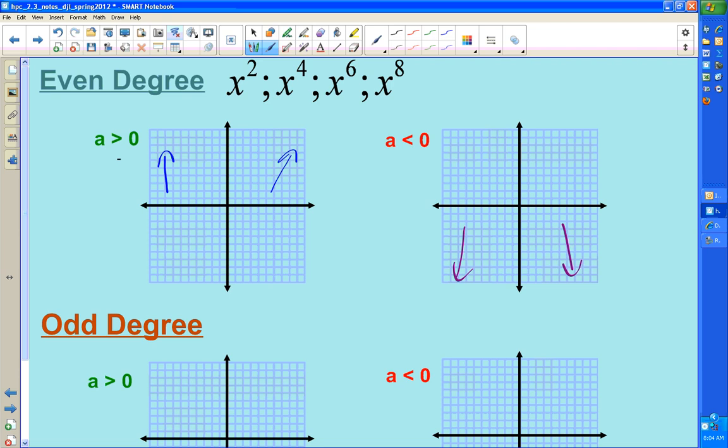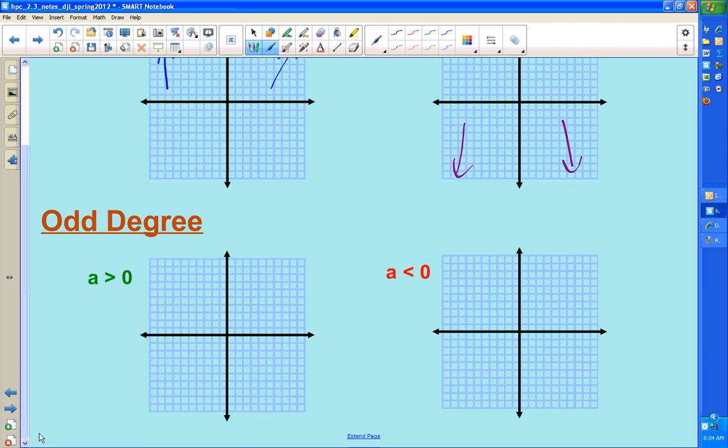We talked a little about this again yesterday. Odd degree, if a is positive, which way do you expect the end behaviors to be? Positive. So we're going from left to right, we're going up. So on the right-hand side, which way is it pointing? Down. And on the left-hand side, up. No, your left. Your left is pointing down.